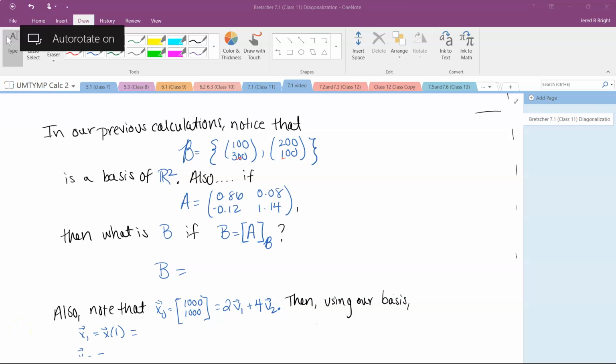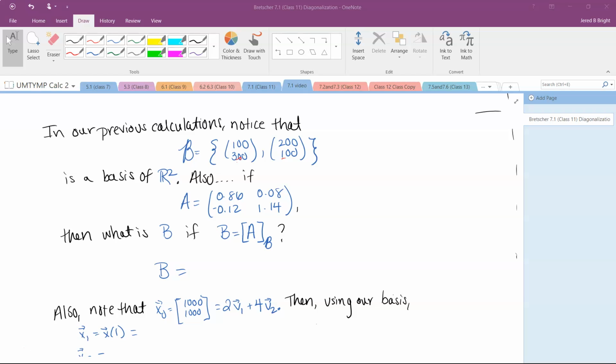If we look back at our work investigating that dynamical system with roadrunners and coyotes, we might notice that the basis, (100, 300) and (200, 100), again, those were two different initial state vectors, actually form a basis of R2, and then we have A. But now the question is, what is matrix B if B is matrix A in B coordinates?